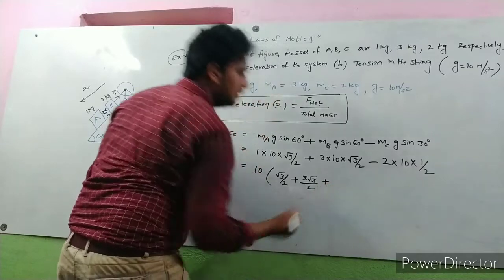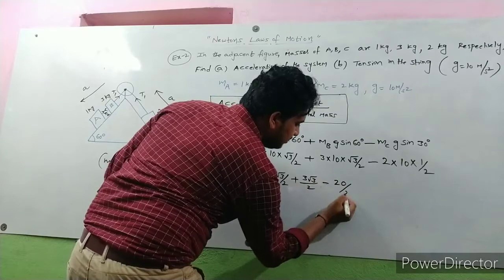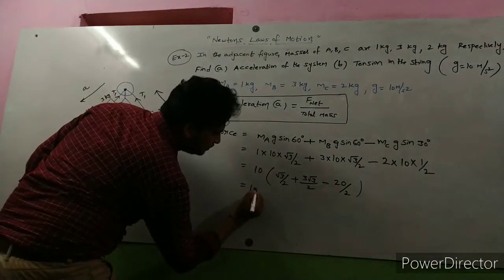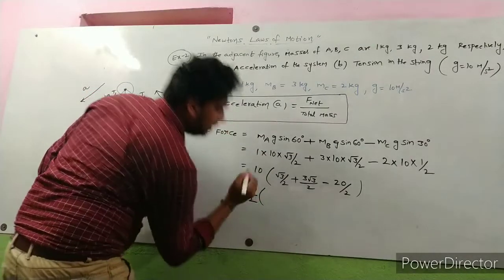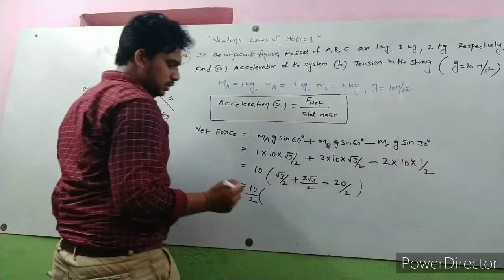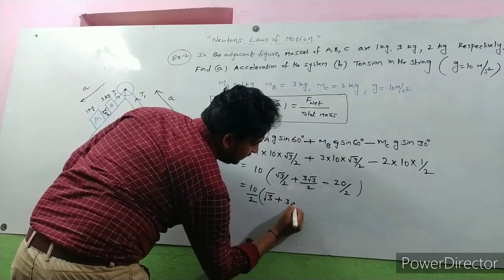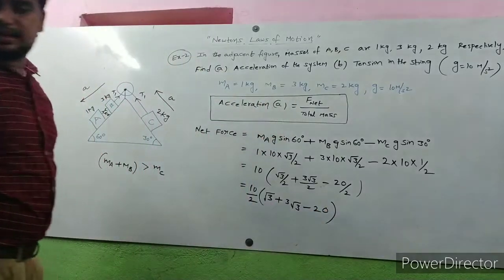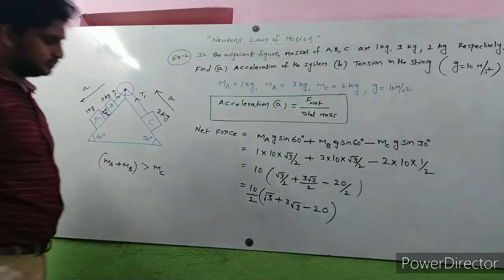Here 10 we take common. 20 by 2, here minus is there, minus 20 by 2. Okay. So 10 by 2 is common, by 2 also common. So finally we got root 3 plus 3 root 3 minus 20. So finally we got here 24.